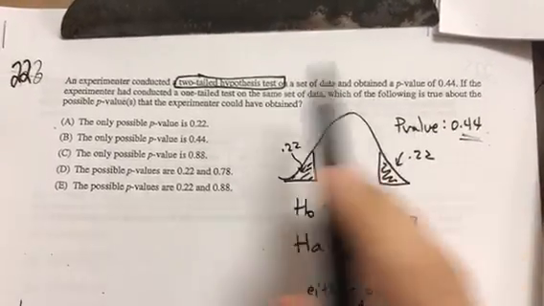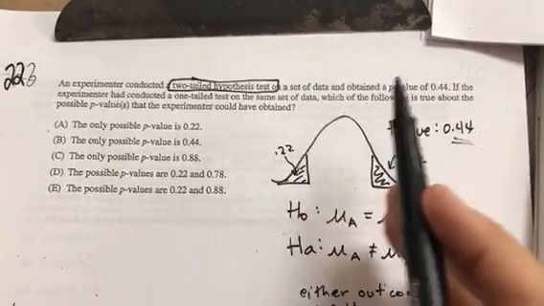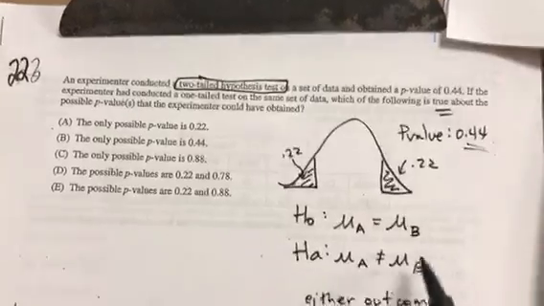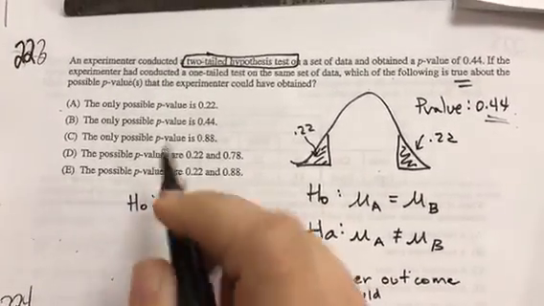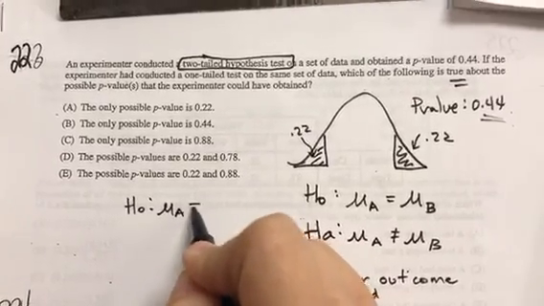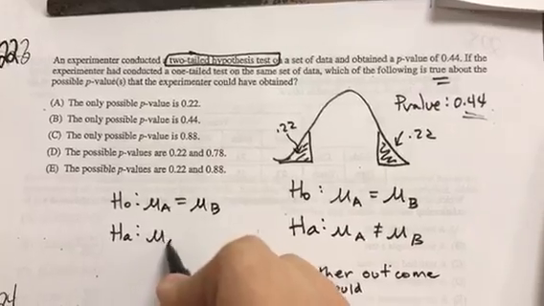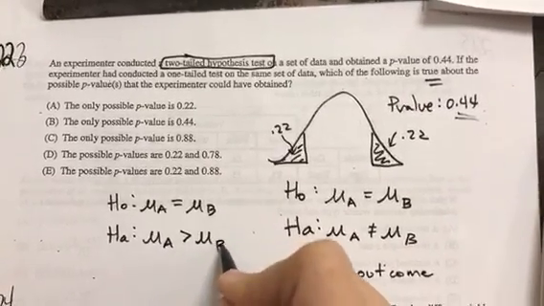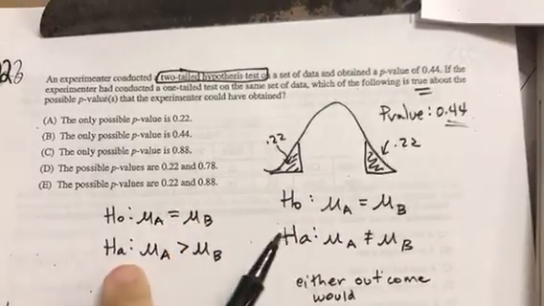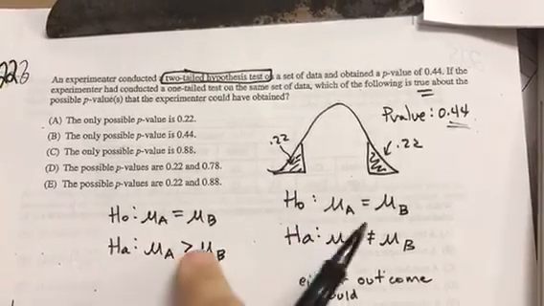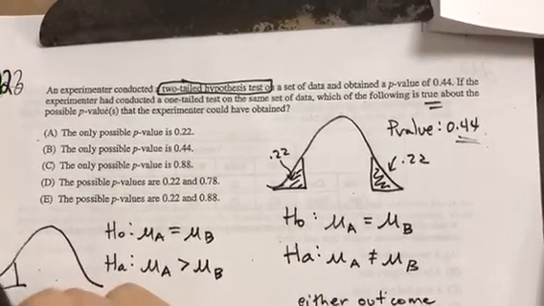Now they want you thinking, if the experimenter had conducted a one-sided test on the same set of data, which would have been true? So ultimately, they're not really giving us any data whatsoever, but if you would have tested a one-sided, you would have started with the same H sub O, but the H sub A would have been either this or the other. And so once again, if the truth is that they are equal, and you're trying to prove that one is more than the other, then ultimately the same outcome would have happened.